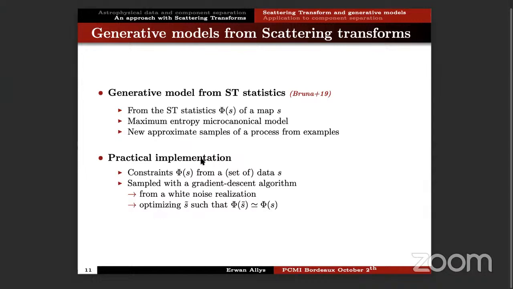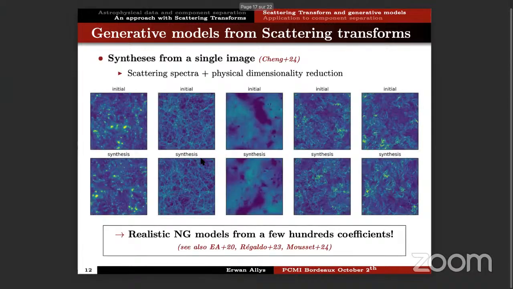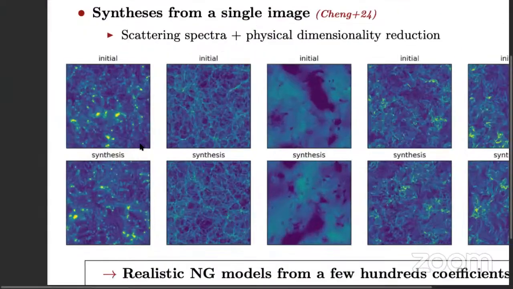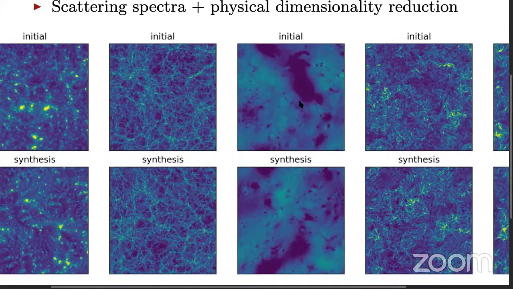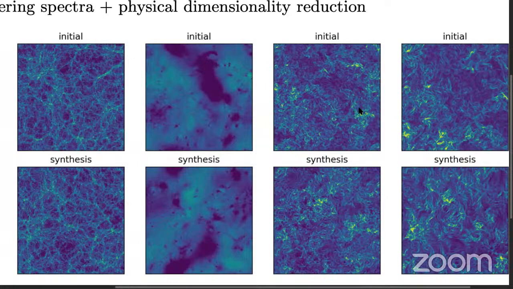To give you an idea of a practical implementation, you can compute statistics that I will call phi, and then, in a specific framework, you can sample new realizations with a pixel-space gradient descent. You start from a white noise, and you do a gradient descent in pixel space in order to have a final map which has the same statistics. And you can do that as much as you want by starting with new realizations of the white noise. So here, that's the kind of samples that we can have from one single image. We estimate the statistics from all these images, and we're able to sample new realizations as much as we want.